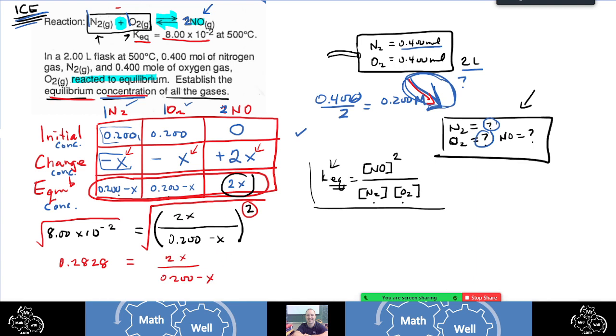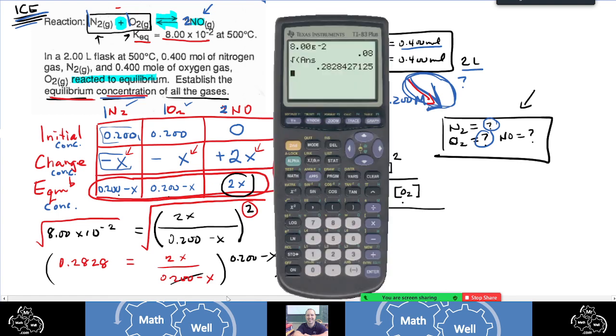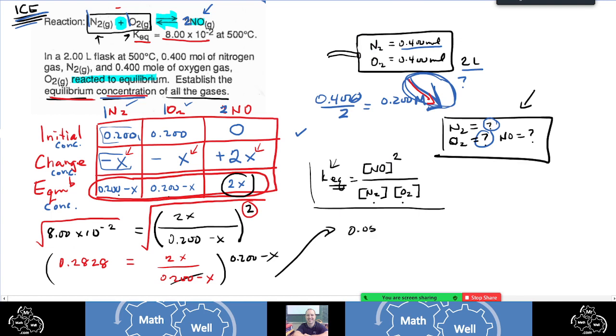And now this is going to be pretty straightforward, because what you need to do is multiply both sides by this 0.200 minus x to get rid of this on the bottom. And that over here gives us 0.2828 times 0.2, which is 0.05656, minus 0.2828x, when I multiply this times this, equals 2x. And continuing on, let's add 0.2828x.